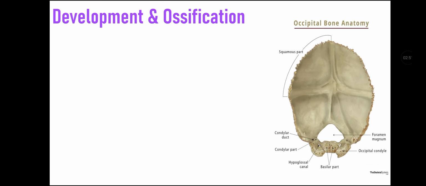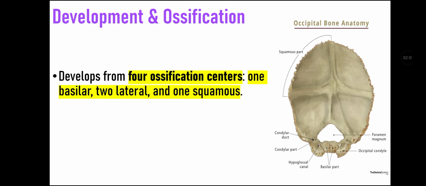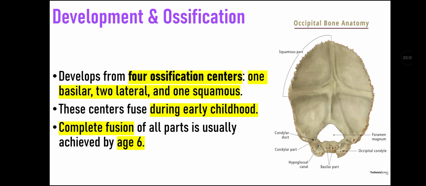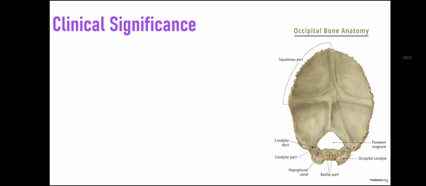Now let's talk about the development and ossification of the occipital bone. It develops from four ossification centers: one basilar ossification center, two lateral ossification centers, and one squamous ossification center. These centers fuse during early childhood. Complete fusion of all parts is usually achieved by age 6.